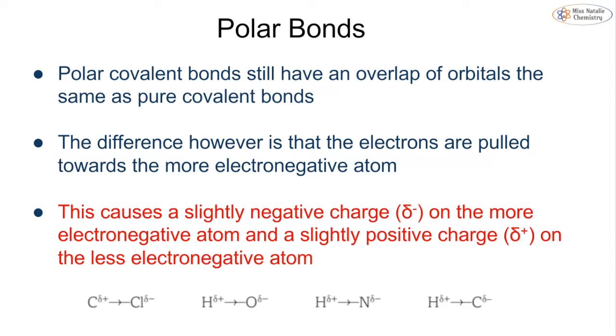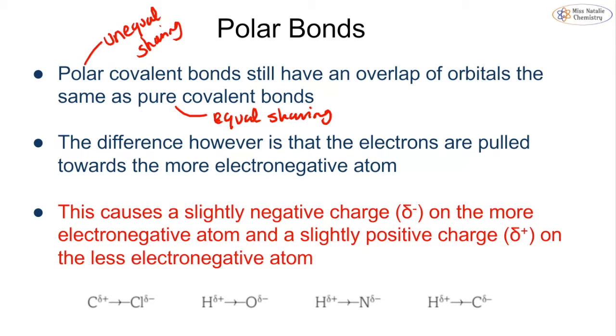Now, polar bonds are a type of covalent bond, so they still have an overlap of the orbitals. That doesn't change in comparison to what we call a pure covalent bond. So polar is when we get the unequal sharing that we've just seen, and we call it a pure covalent bond when we get an equal sharing of the electrons. The main difference between a polar bond and a pure bond is the position of the electrons within the bond.